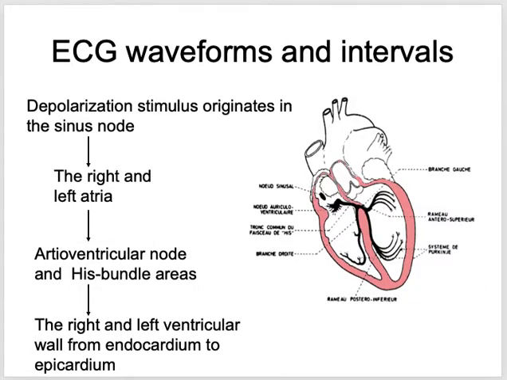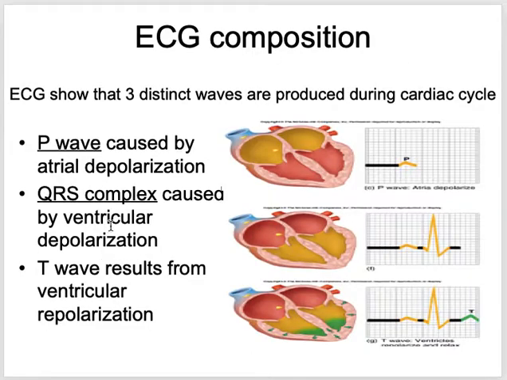Of course, depolarization starts from the SA node, then the right and left atria contract, and when it reaches the atrioventricular node and bundle of His, it spreads towards the right and left ventricles. Why I'm telling you this is because the P wave is formed by atrial depolarization, the QRS complex by ventricular depolarization, and the T wave by ventricular repolarization. You can see the colors: the atria depolarize, so this is formed; the ventricles depolarize, so this is formed; and ventricular repolarization forms the T wave.